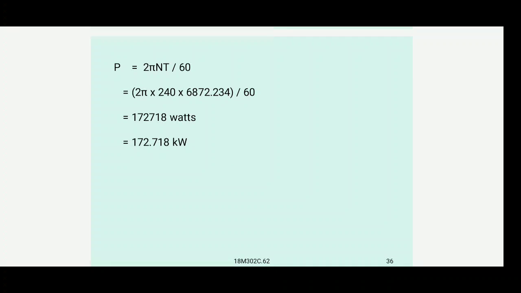Power is equal to 2 pi nT by 60, that is equal to 2 pi into 240 into 6872.234 by 60, that is equal to 1,72,718 watts, that is equal to 172.718 kilowatts.